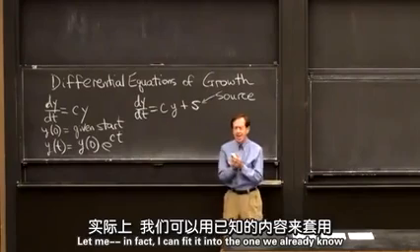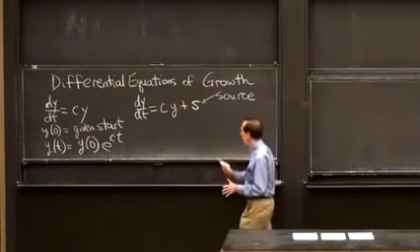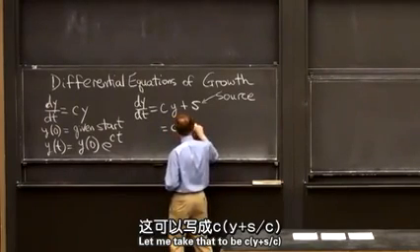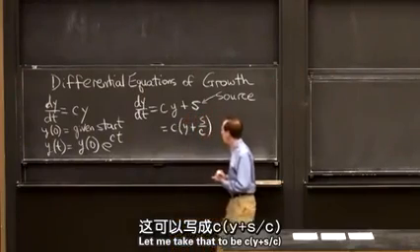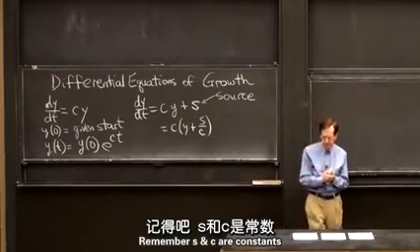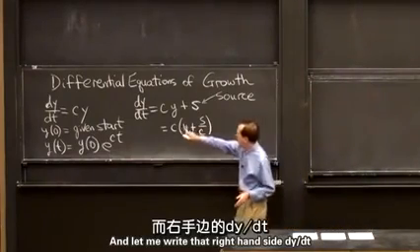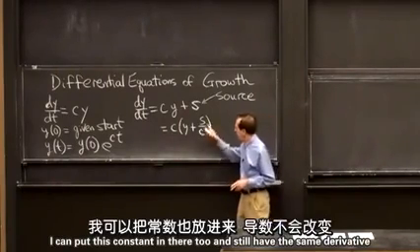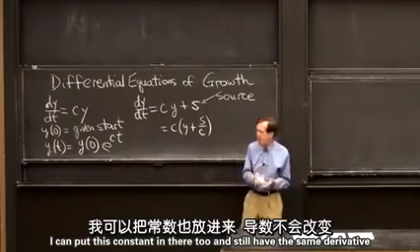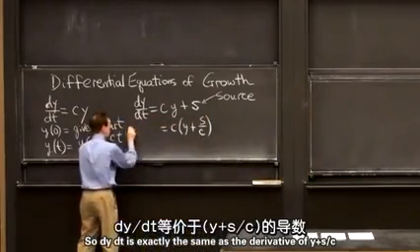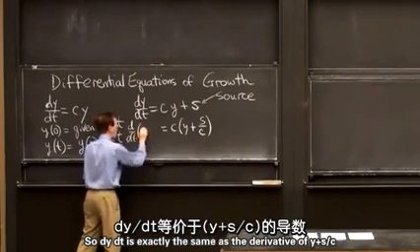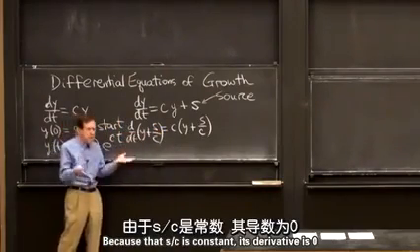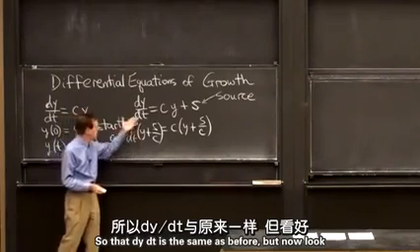In fact, I can fit it into the one we already know. Watch this. Let me take that to be c times y plus s over c. Remember, s and c are constants. And let me write that right-hand side in dy dt. I can put this constant in there too and still have the same derivative. So dy dt is exactly the same as the derivative of y plus s over c, because that s over c is constant, its derivative is 0, so that dy dt is the same as before.